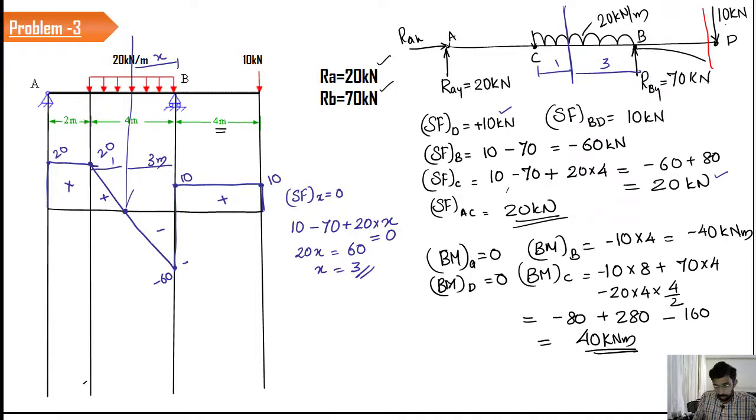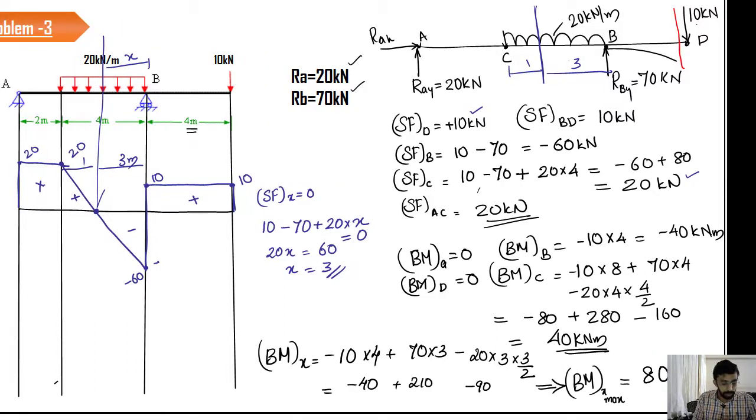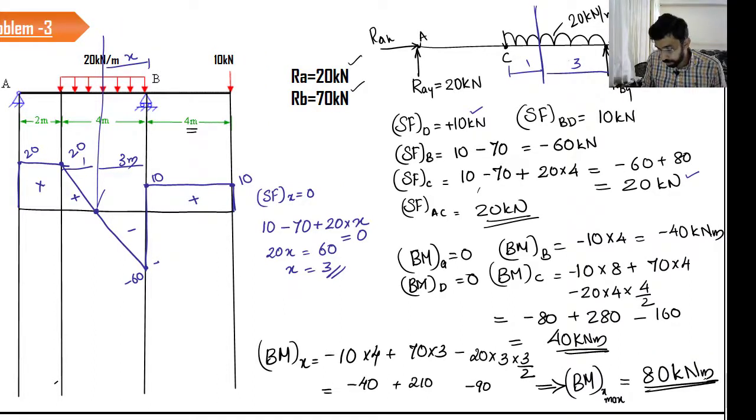Okay, now we know the moment at A is 0. Now the last one, we are supposed to calculate the bending moment at the x, where you will get the maximum. So this is 3. So if you take the moment at x, the value is going to be minus 10 into 3 plus 4, so 10 into 4, plus 70 into 3, minus 20 into 3 into 3 by 2. This is how the equation will come. So let us see what's the answer. 80 kilonewton meter. This is how you have to do it.